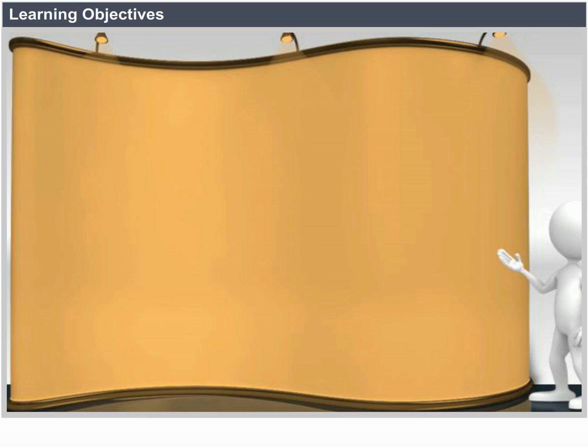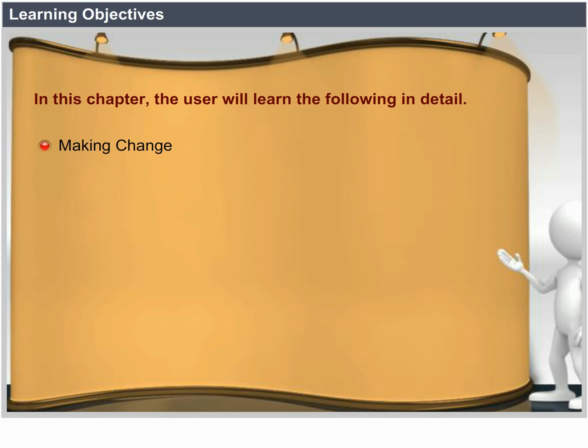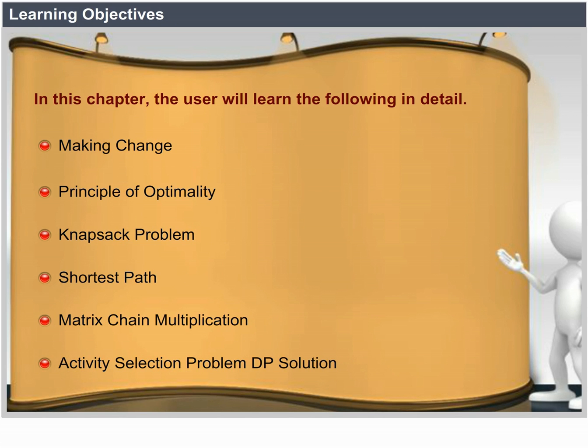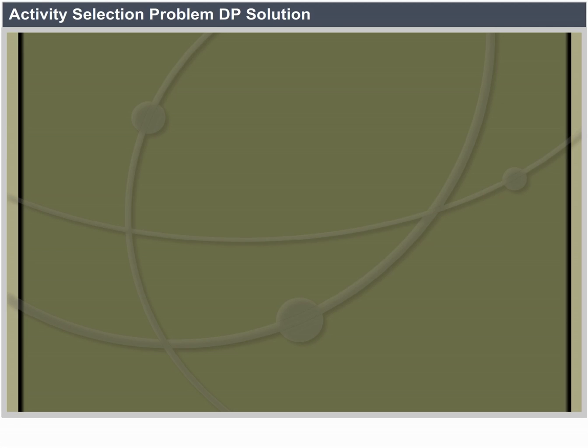Learning objectives. In this chapter, the user will learn the following in detail: making change, principle of optimality, knapsack problem, shortest path, matrix chain multiplication, activity selection problem, DP solution. Activity selection problem, dynamic programming solution.